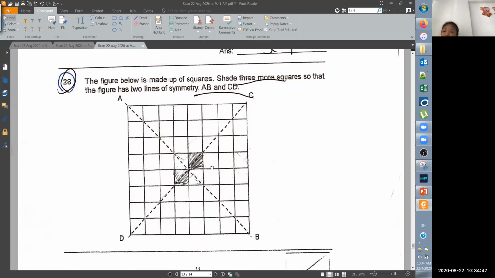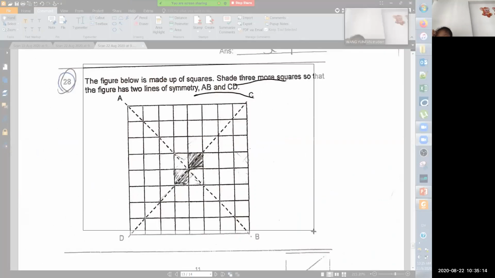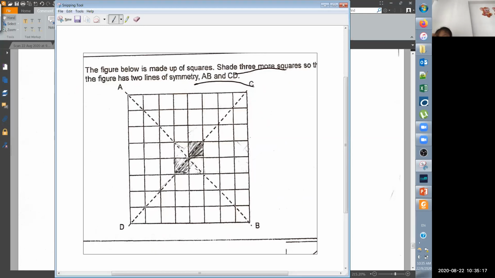Shade 3 more squares so that the figure has 2 lines of symmetry. So is this already given or what? 我自己 shade 的。你只是画了2个而已啊。对，因为我就只会2个。Okay, so that means if they ask you to shade 3, so that it has 2 lines of symmetry. 哇，两条线啊。Okay. 2 lines of symmetry, I think is a bit hard.